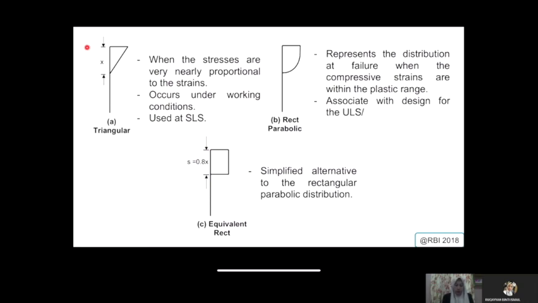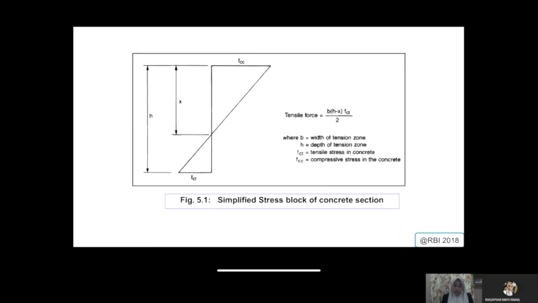Here we consider that the stresses are very nearly proportional to the strain, which occurs under working conditions, and is used for SLS. The other represents the distribution at failure, when the compressive strains are within the plastic range, associated with design for the ULS. So we decided to use this, but to simplify the rectangular-parabolic, we simplify it to become rectangular for our stress.